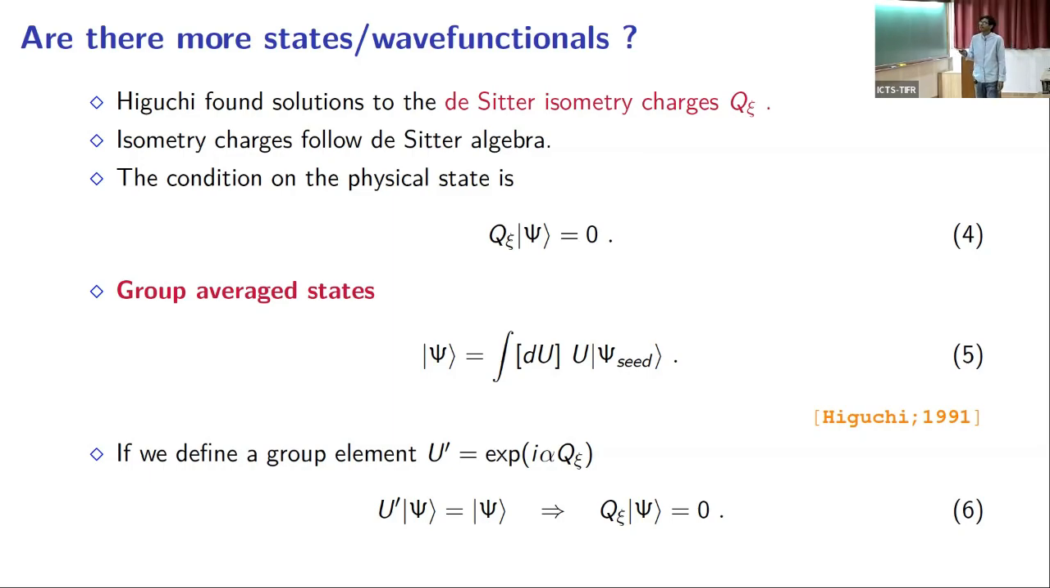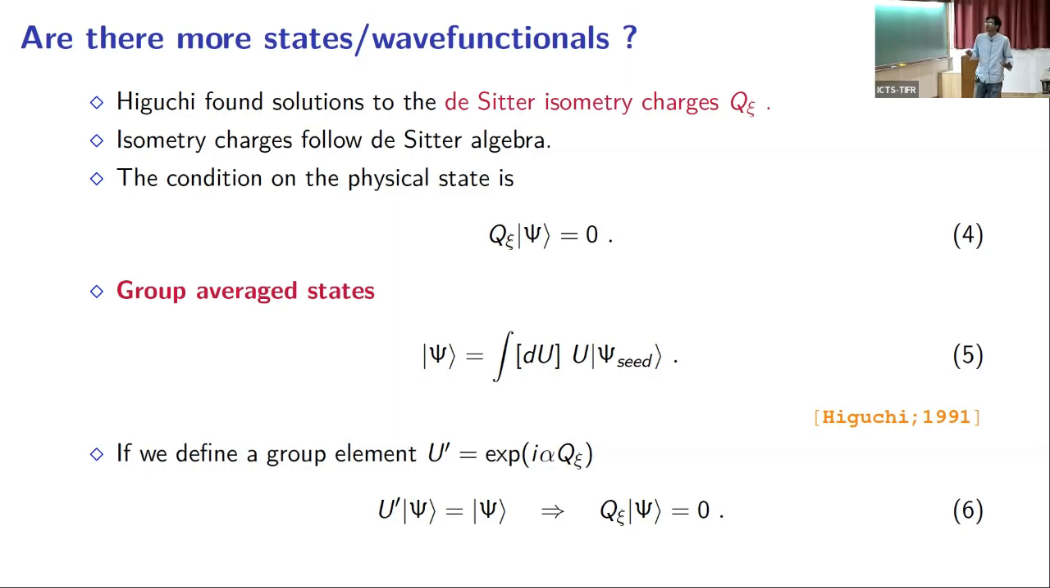So it should annihilate to 0. Now, Higuchi made a very heuristic proposal in this regard. He said, okay, take a UFT state and now average over this de Sitter group. This is by definition a de Sitter group invariant state. So if you can exponentiate one of the charges, you can just see that U prime psi is psi. So this group average actually just annihilates this psi.